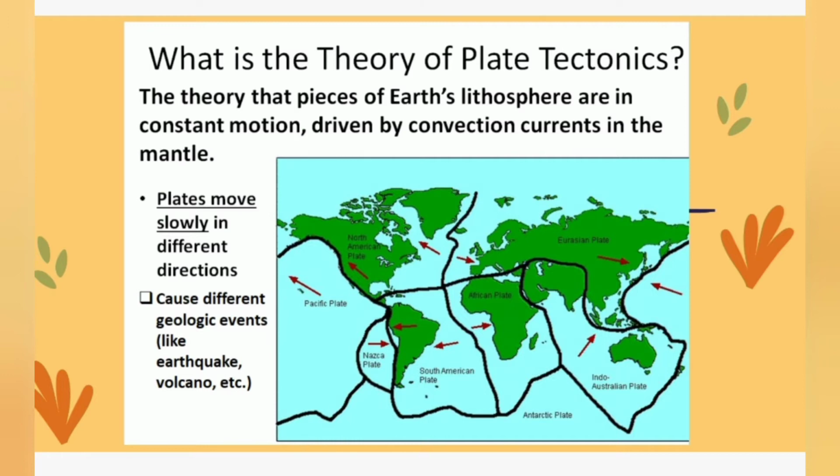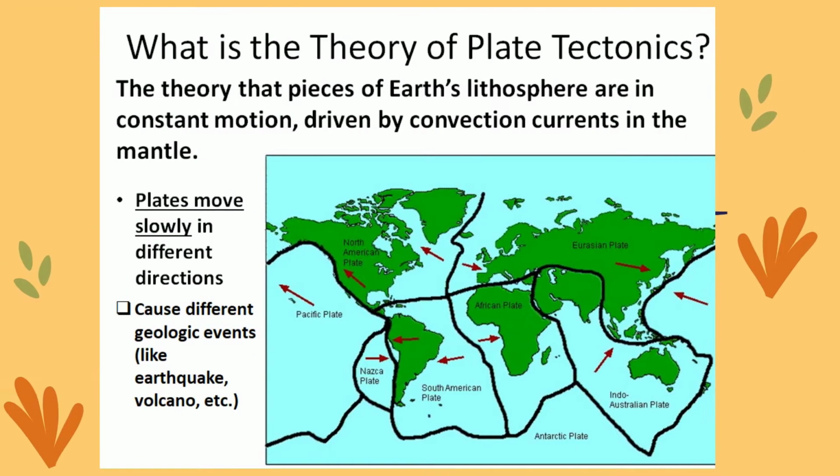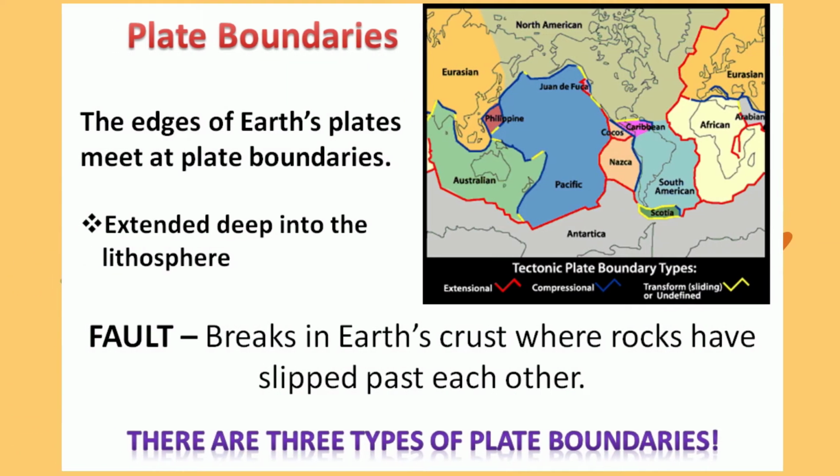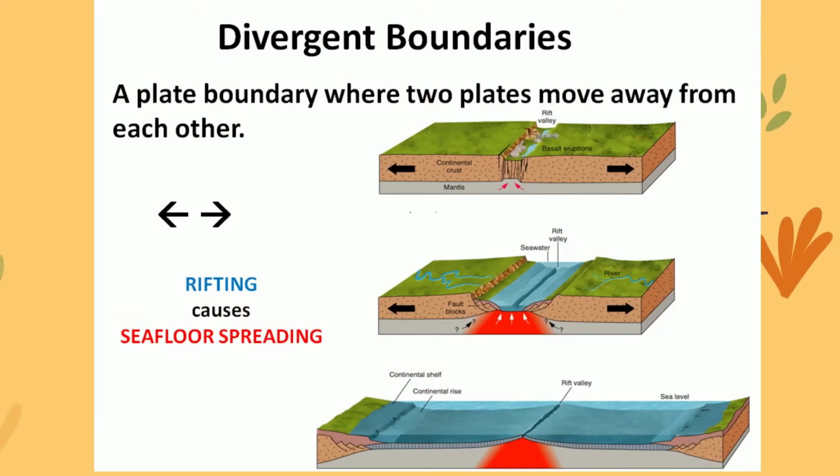Plates move slowly in different directions, and yung paggalaw na yon ang nagkukos ng different geologic events tulad ng earthquake at volcanic eruption at marami pang iba. Ang boundaries ng mga plates na iyon ay ang tinatawag nating plate boundaries. There are three main types of plate boundaries.